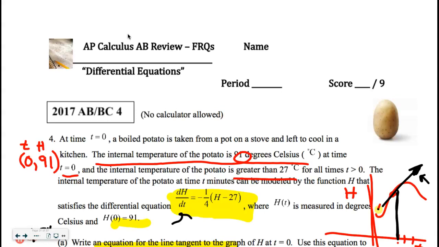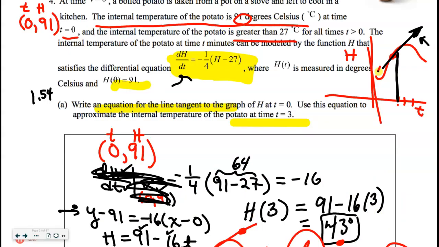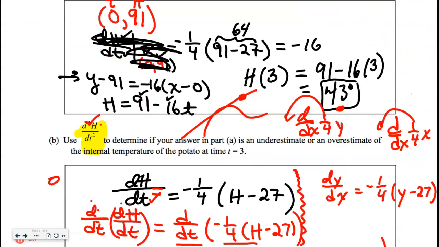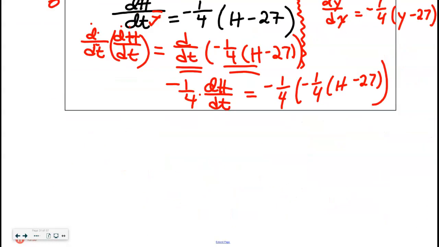So let's go write that. It's a positive 1/16 times h minus 27. All right, so let's go write that. Good memory again, Bella. What's up with your memory lately? It's been good. She's got good memory. Good memory. That's good. It means it's sticking in there.